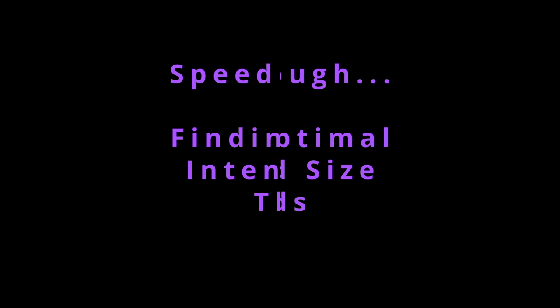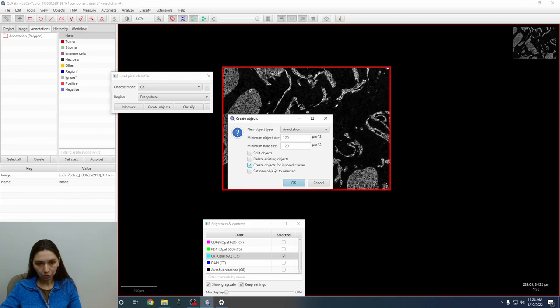Create objects, all annotations exactly the same. I do want to create objects for the ignored class because my non-tumor region is going to be this region star, and this star means it's going to be ignored unless otherwise specified, and I want to create that annotation.